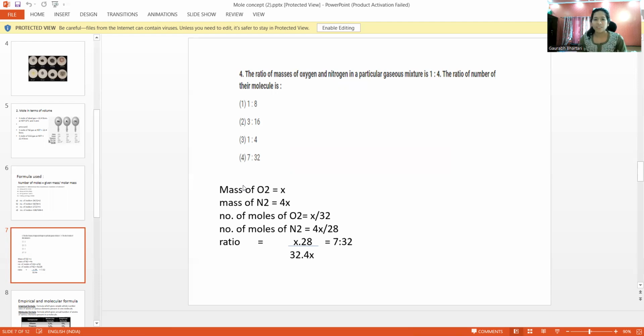Now, using our basic formula, number of moles is equal to the given mass upon molar mass. We will take the given mass of oxygen to be X divided by its molar mass, that is 32. Similarly, we will do the same thing with nitrogen. Now, in order to calculate the ratio, we'll divide these two terms and we'll get the answer 7:32. So our correct answer would be option 4.